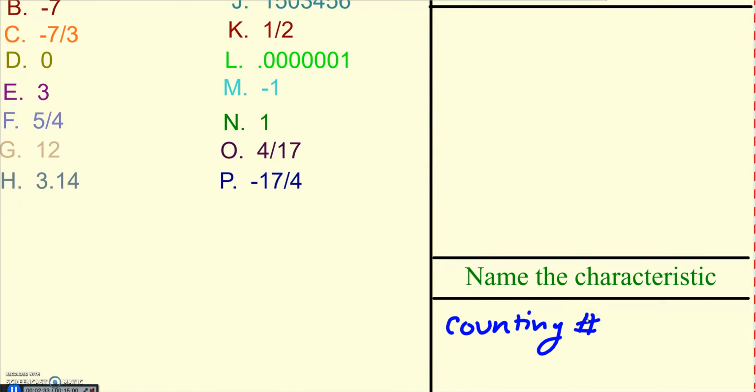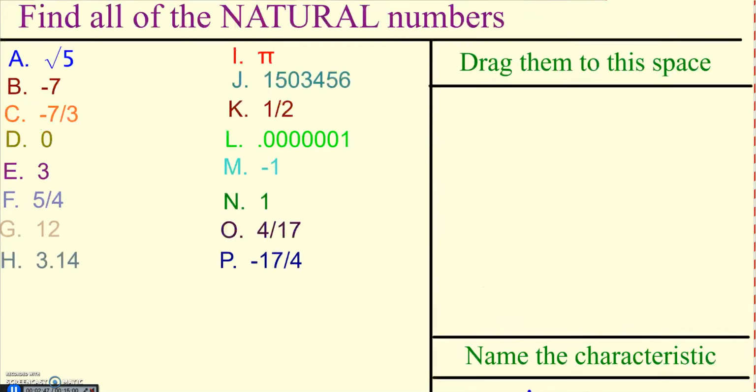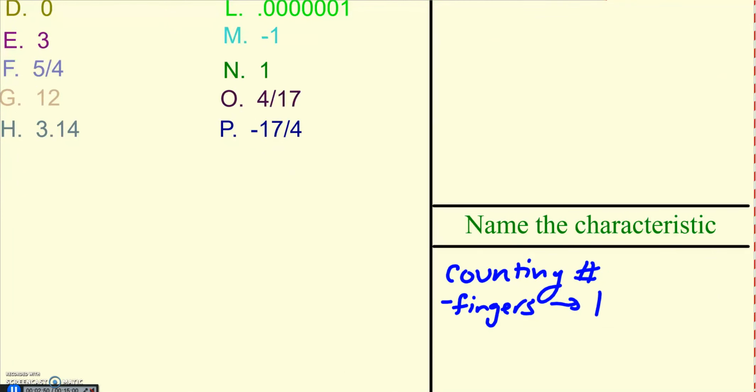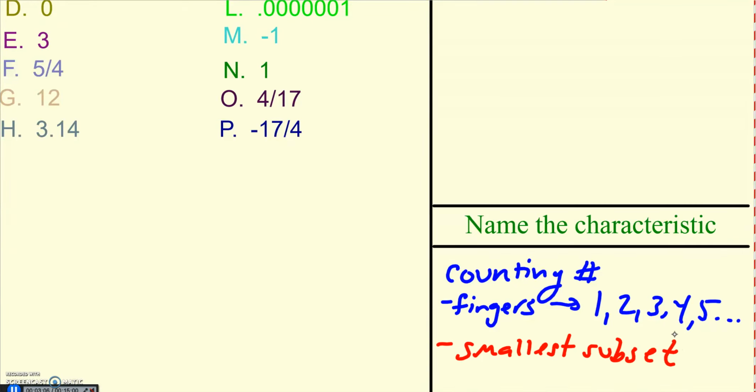And if you think about it, when you were very young, when you first started to learn how to count, you usually used your fingers to start. So I'm going to make a little note here that you usually used your fingers to start counting. So usually you started with the number 1. And so natural numbers are really counting numbers, so you start with 1 and go up from there. 1, 2, 3, 4, 5, and so on. Another thing I'm going to write down at this point is the natural numbers are the smallest subset of numbers that we can possibly have.